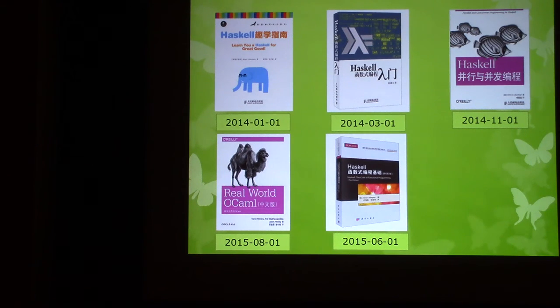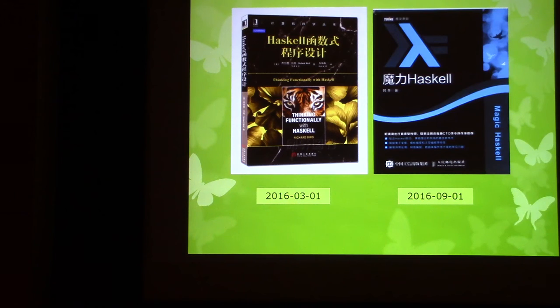And we even translated Simon Marlow's famous book about parallel computing. And after that, we got Real World OCaml and Haskell, and The Craft of Functional Programming written by Simon Thompson, I think, in 2015. And after that, the one written by Richard Bird, the very famous one, was translated this year. And now I think this month there's another book called Magic Haskell coming out.